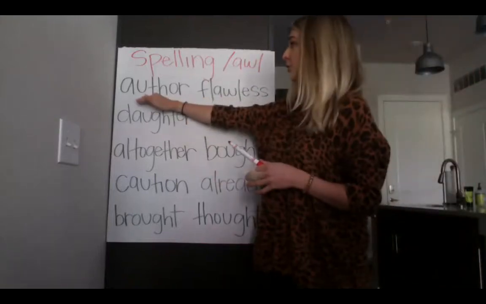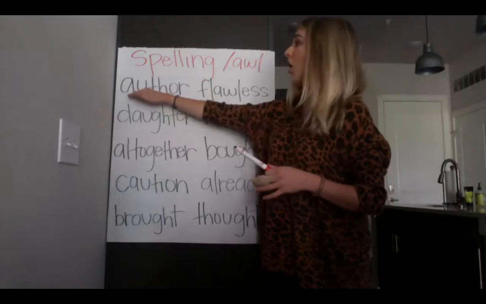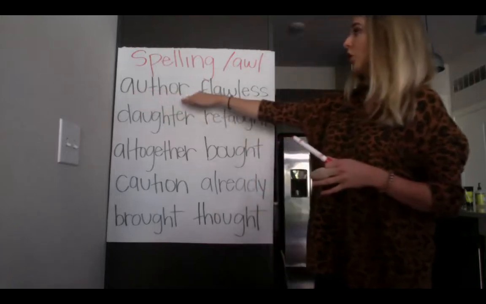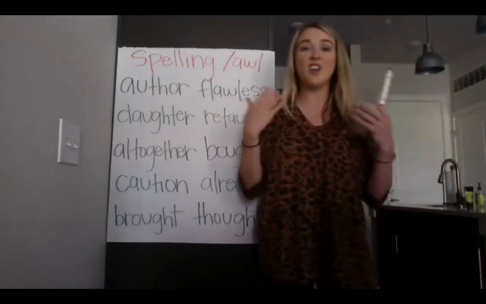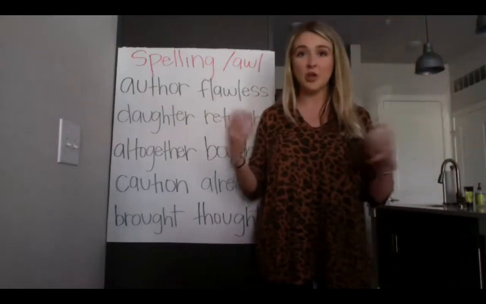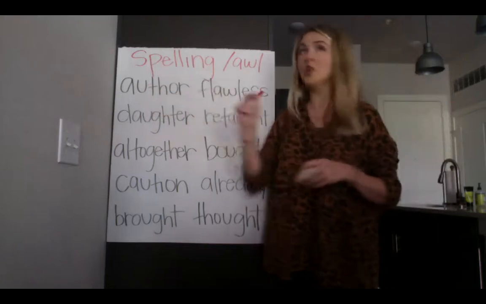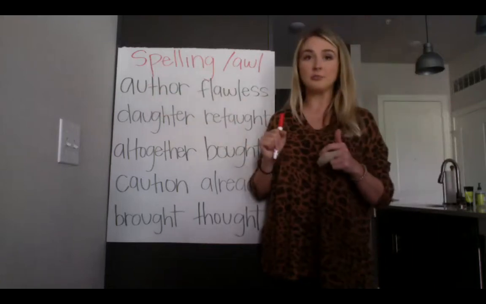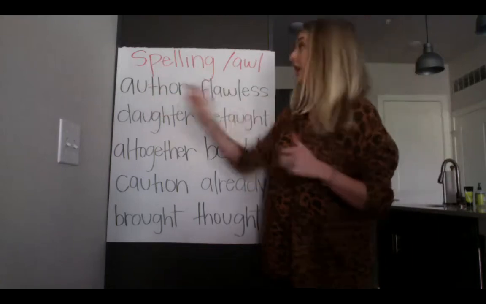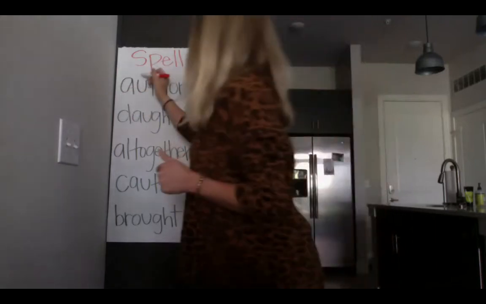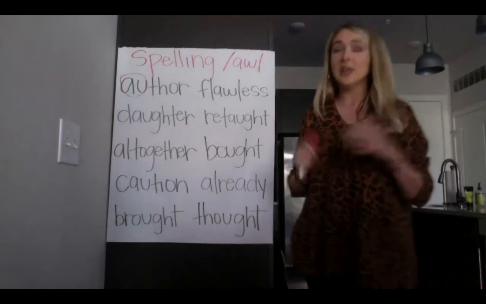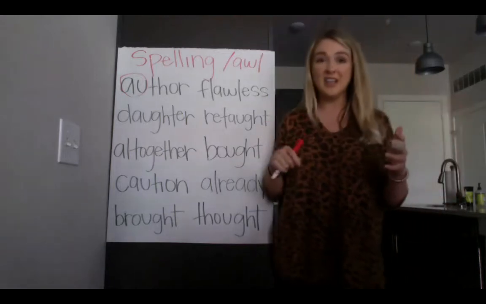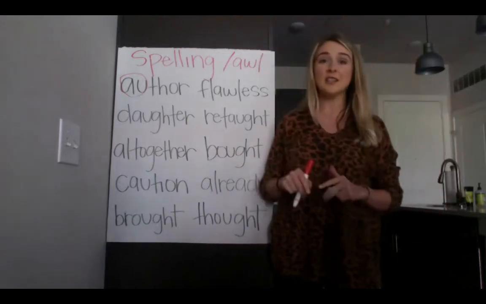This first word, I'm going to sound it out. Author. I know the word author, like the author of my favorite book. Aw. Where do you hear the aw sound being made in author? Author, right. A-U. I'm going to circle it. Good. Guys, if you want to get a piece of paper and a pen and do this with me, you can pause at any time.